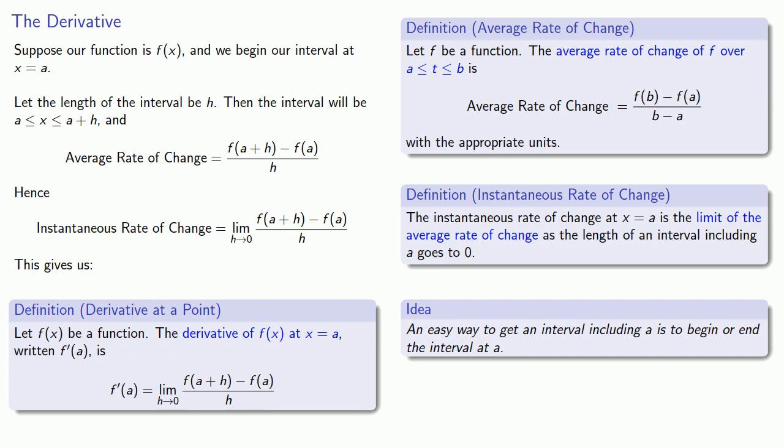And like every definition in mathematics, it is vitally important that you understand and remember this basic definition. So here it is. Let f of x be a function. The derivative of f of x at x equals a, written f prime of a, is defined as the limit as h goes to 0 of the difference quotient. Accept no substitutions.